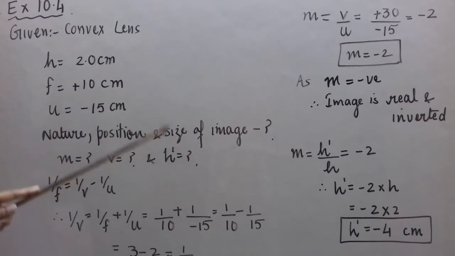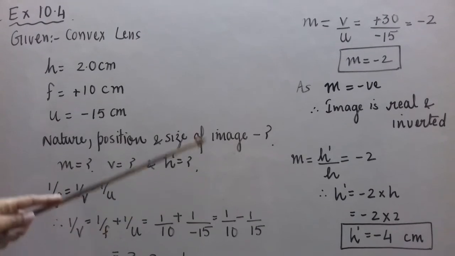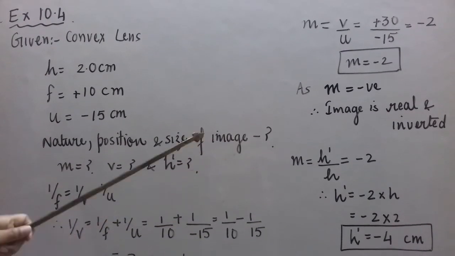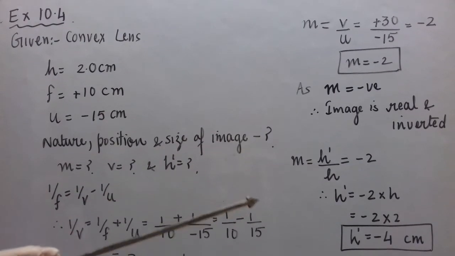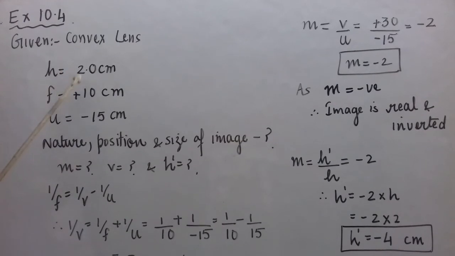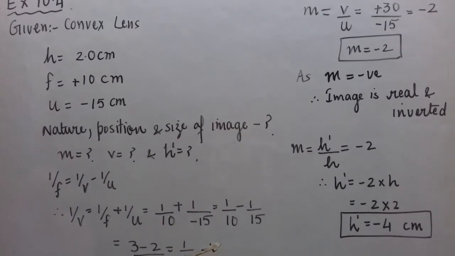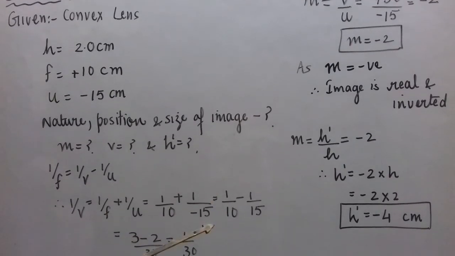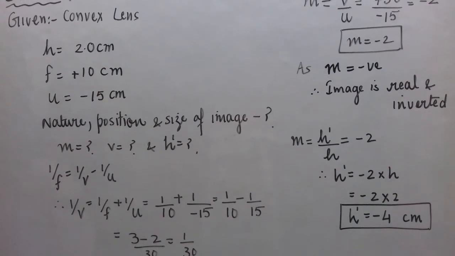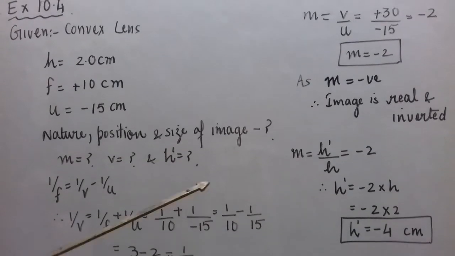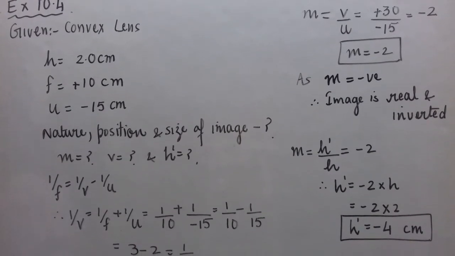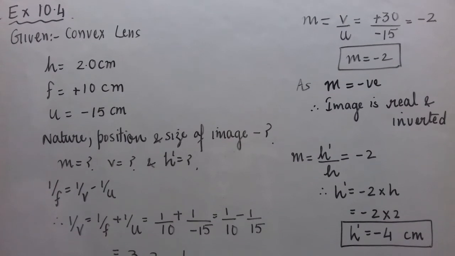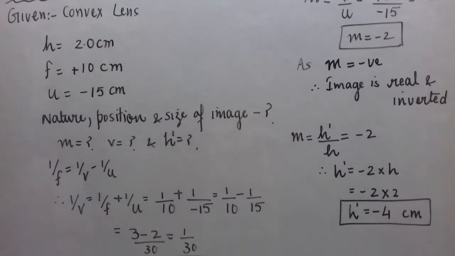Now size of image. For this we'll use the formula of magnification. m is h dash upon h, and that is equal to minus 2 as we have calculated just now. So h dash is minus 2 into h, minus 2 into 2, minus 4 centimeter. So height of image is 4 centimeter. Minus indicates that it is inverted, it is lying below the principal axis. And we know that this inverted image is always real. So we note down so many things, and I'll summarize this in the form of one topic, that is the difference between real and inverted images.